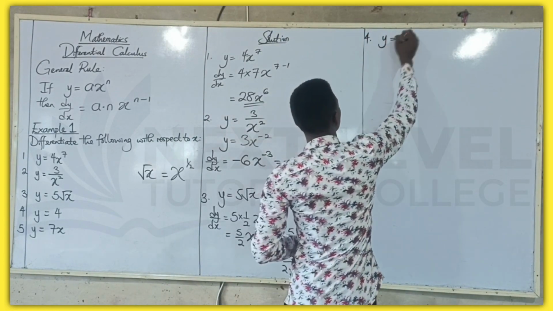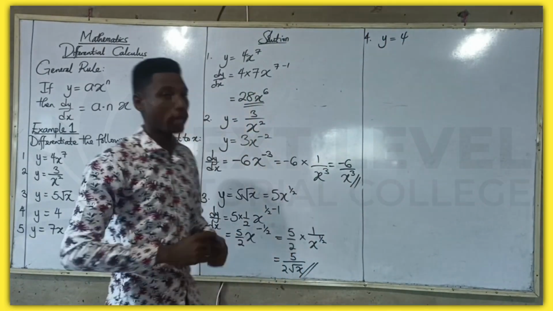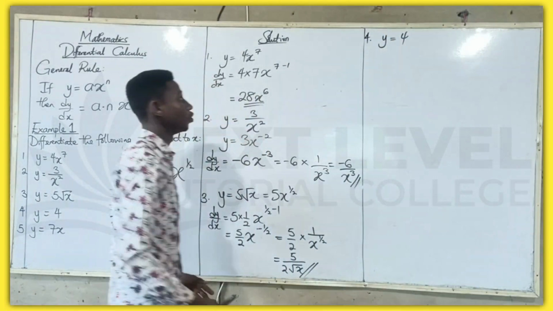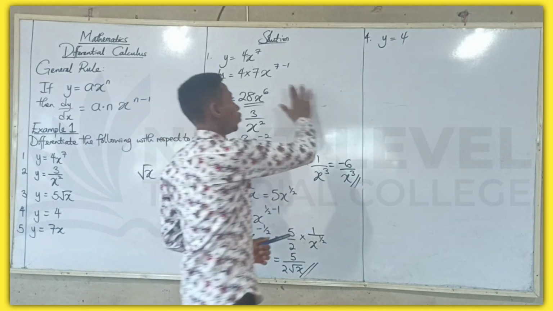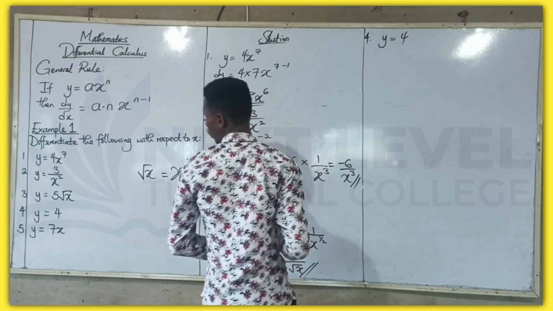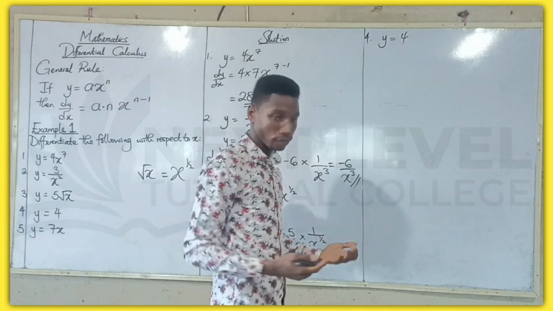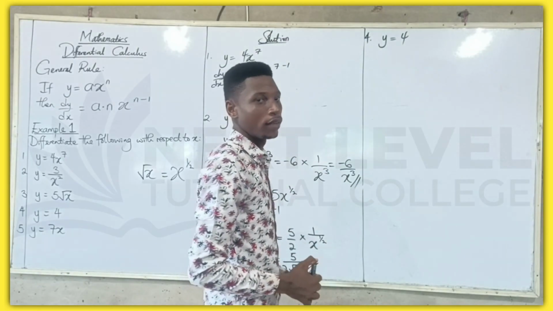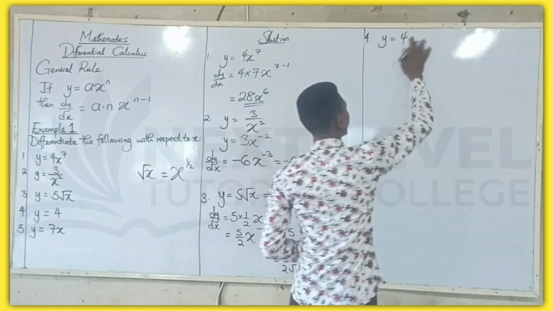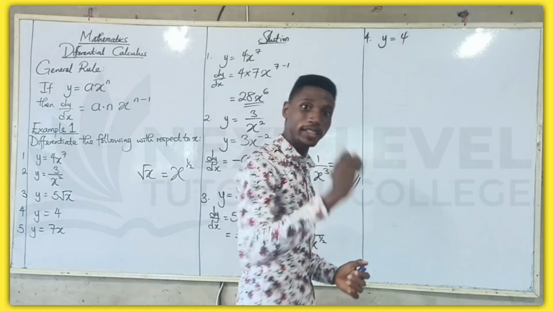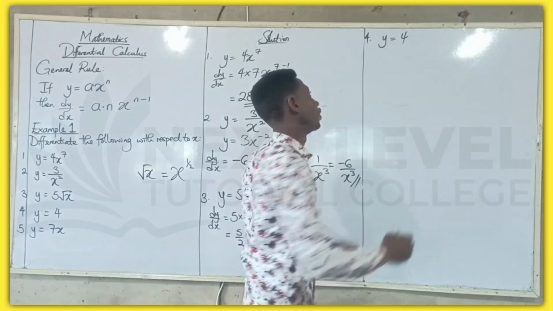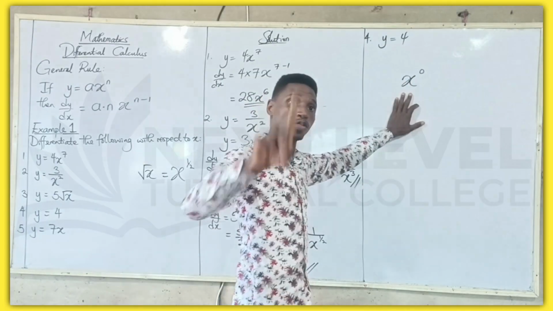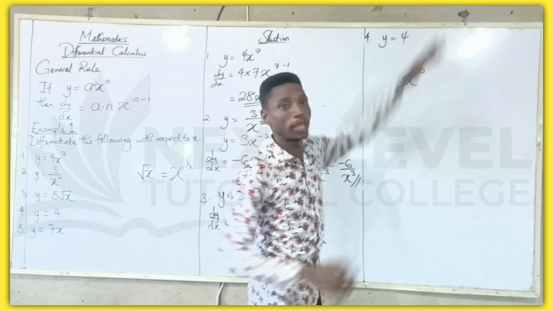Okay, y is equal to 4. Now 4 is a constant. Why? Because there is no exotic, no unknown, no variable. So what do we do in this case here? We can assume that there is an x. So if I bring x with 4 and we will not change the value at all, it will still be 4, then the power of x will be 0 because x to the power 0 is 1. So it's more or less like 4 times 1.